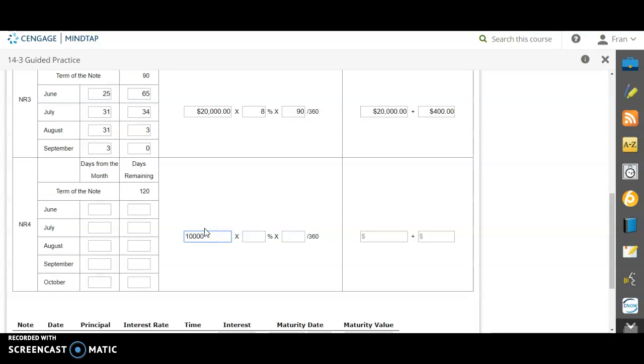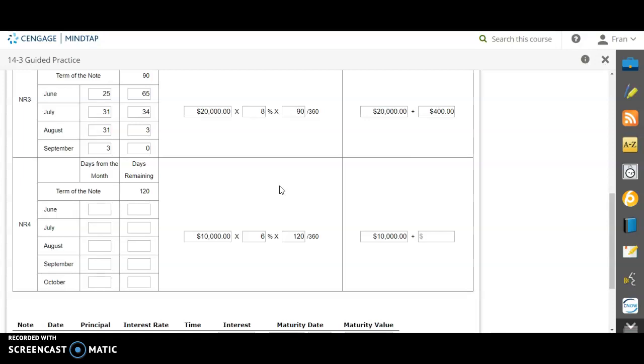$10,000, 6%, 120 days. Alrighty, and we know it's 10,000 here. All right, so let's get the calculator up. I'm going to start by saying 120 divided by 360. So we've had this a third of a year.